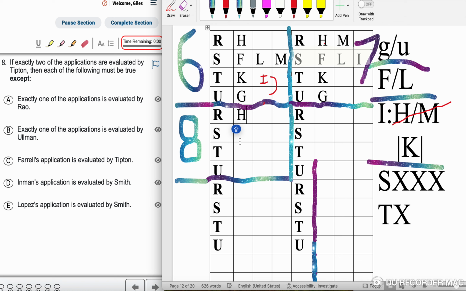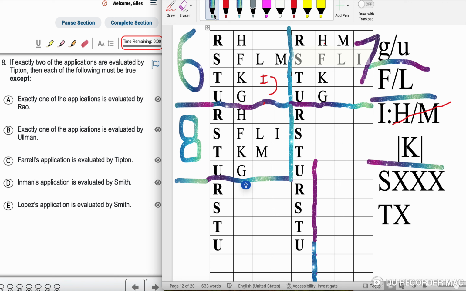So let me see if I can use this one. H. So I guess I'm going to use F, L, I, K, G.